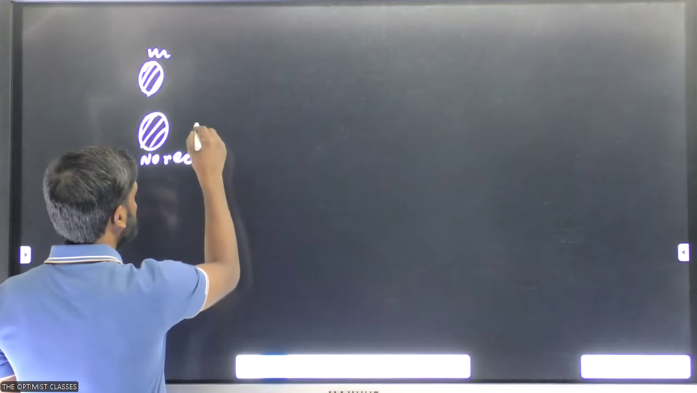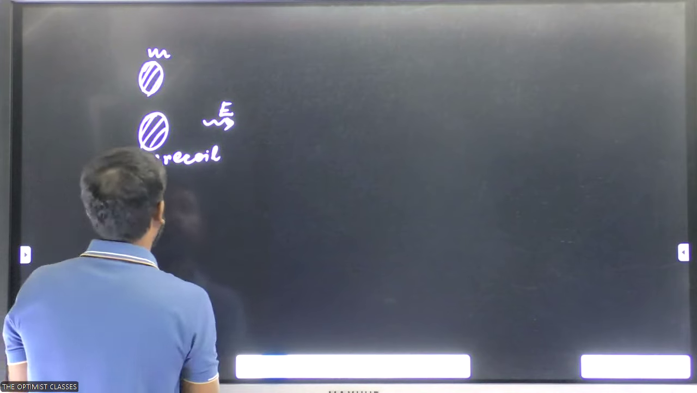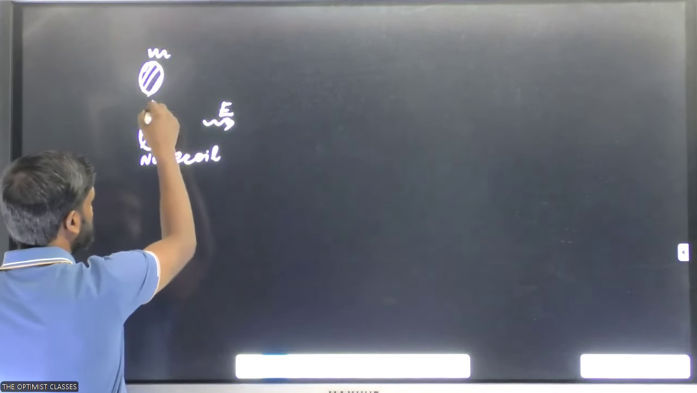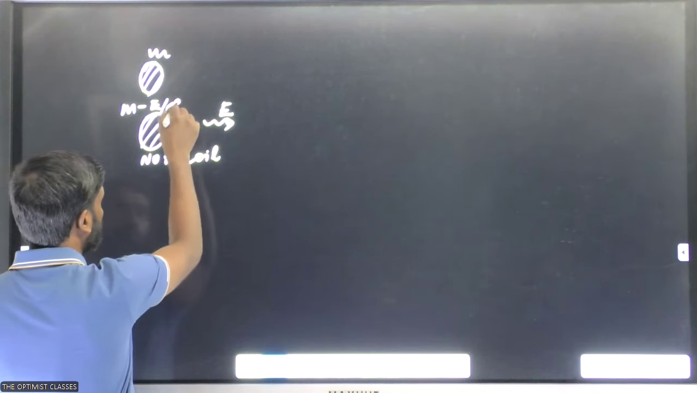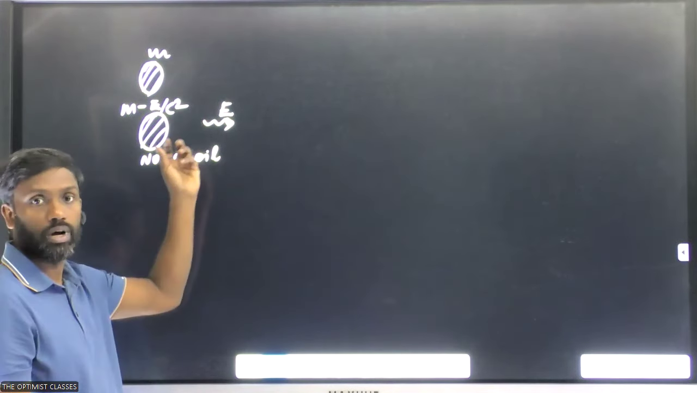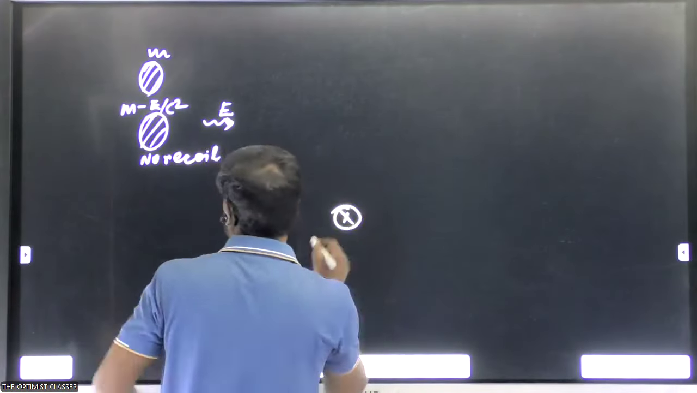In that case, it is emitting a gamma photon and it has energy E. Now, obviously, if it emits a gamma photon of energy E, then its mass will become m minus E upon c square, because it is emitting this much energy. So the mass will decrease by E divided by c square.